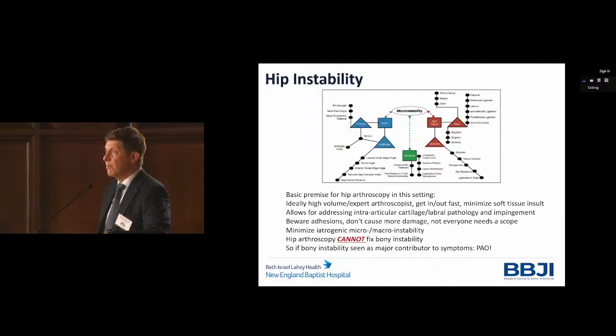So why would you scope? You want to be able to address intra-articular problems: cartilage, labral pathology, and impingement. You want to be fast and minimize insult to soft tissues, because one of the biggest reasons for revision arthroscopy is adhesions, right? So you want to make sure you don't cause more damage in there. Not everybody needs a scope, and I think we discussed that this morning as well. You want to minimize iatrogenic micro or macro instability, and hip arthroscopy cannot fix bone instability. So if bone instability is there, you want to think about the PAO, obviously.